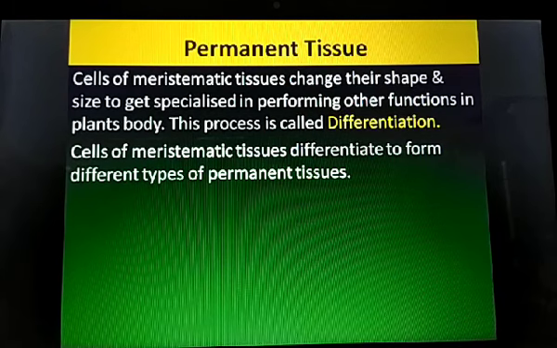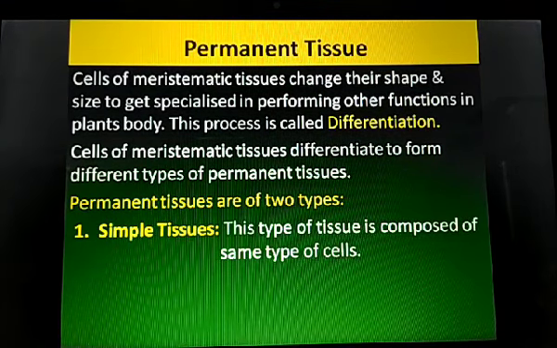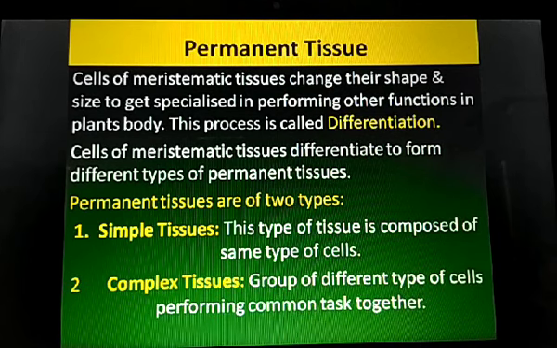Cells of meristematic tissues differentiate to form different types of permanent tissues. Permanent tissues are mainly of two types. Simple permanent tissue is composed of the same type of cells. As you can see, simple tissues are very simple, with a similar type of body design. Whereas complex tissues are groups of different types of cells performing common tasks together. That means although the cells are of different shapes and sizes, their function is common. They cooperate together to give rise to a single task.